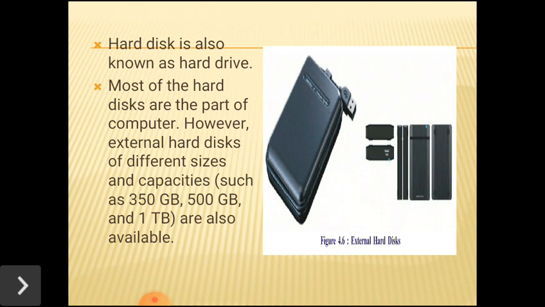Here you can see the image of an external hard disk. So what is an external hard disk? We are going to learn it. Storage capacity of hard disks for personal computers ranges from 10 GB to 500 GB. The disk provides storage area within the computer itself. Hard disk is also known as a hard drive. Most of the hard disks are part of the computer. However, external hard disks of different sizes and capacities such as 350 GB, 500 GB and 1 TB are also available. In this figure you can see an external hard disk.